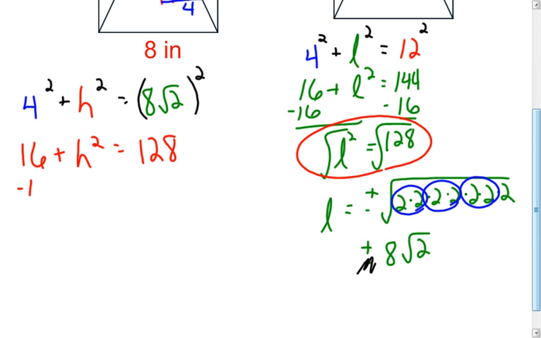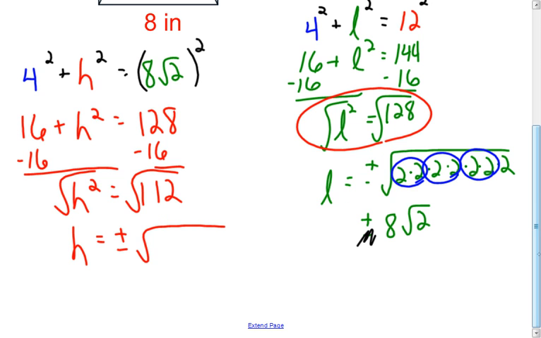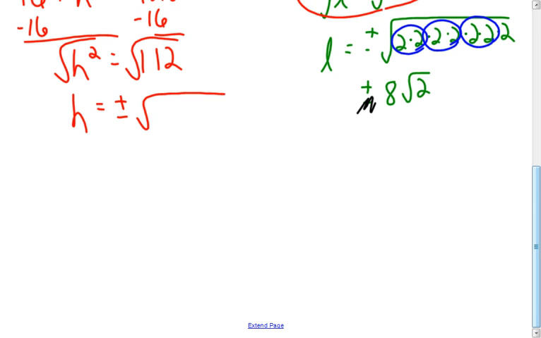Now as I continue, get rid of the 16. Find out that H squared is going to be equal to 112. Take the square root of both sides. Find out that H equals, and again, it's going to be plus or minus. And I'm going to look for factors. It's even, so 2 times, that would put me at 56. Oops. I'm not going to write down the 56 though. Factors of 56 would be 2 and 28. Factors of 28 would be 2 and 14, and factors of 14 would be 2 and 7. So I have it all factored.